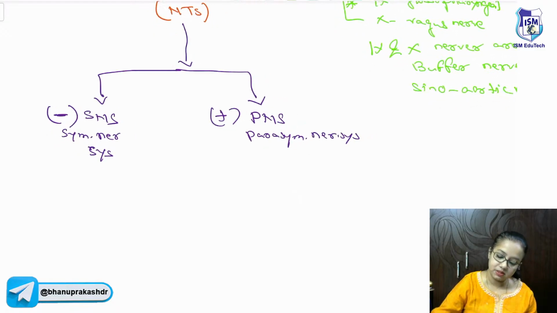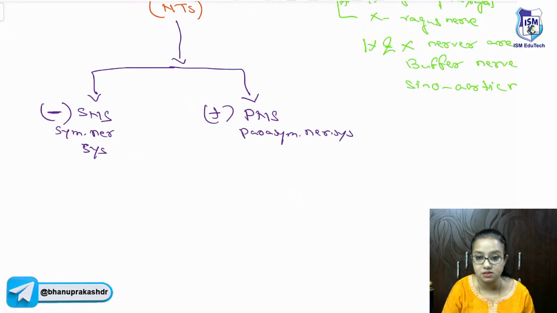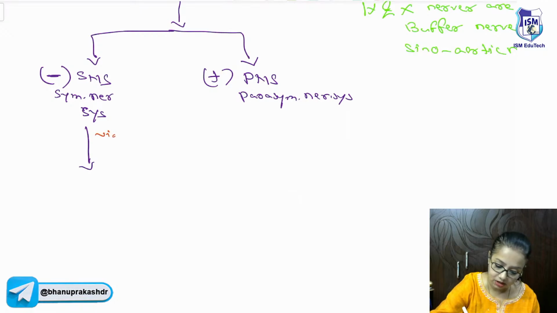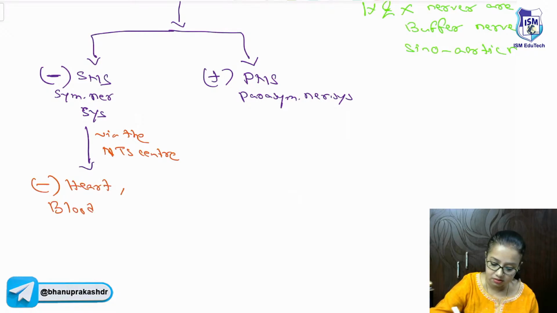Now, what will the sympathetic nervous system and parasympathetic nervous system do? The sympathetic nervous system, through the centers, via the NTS center, will inhibit the heart and the blood vessels. Okay, it will inhibit the heart and the blood vessels.